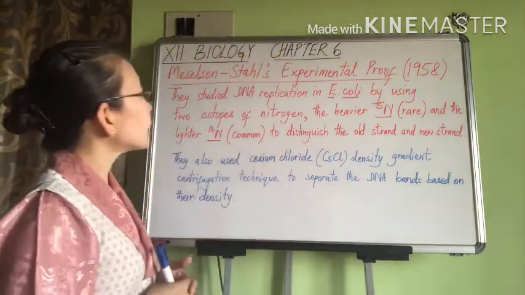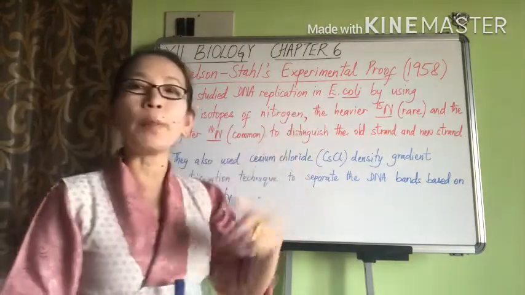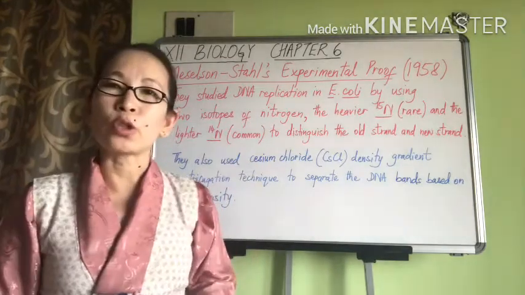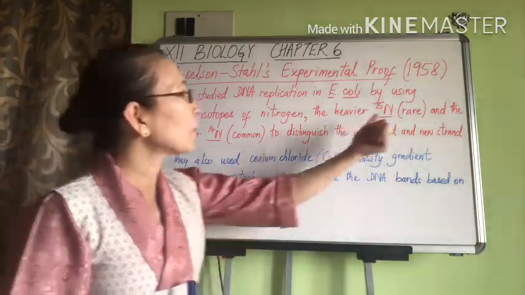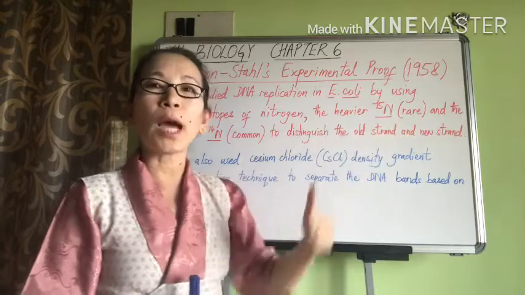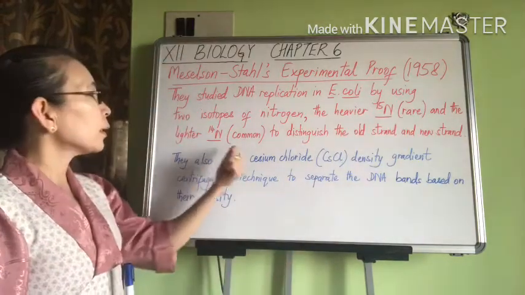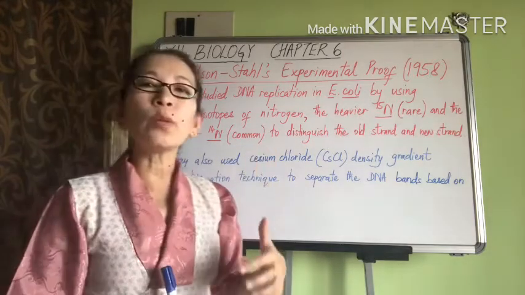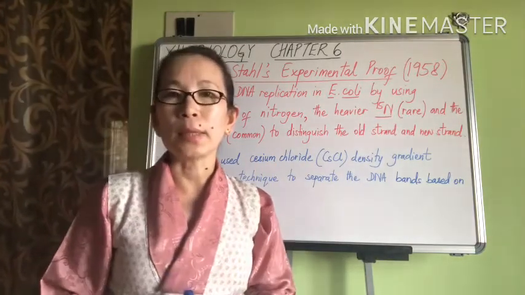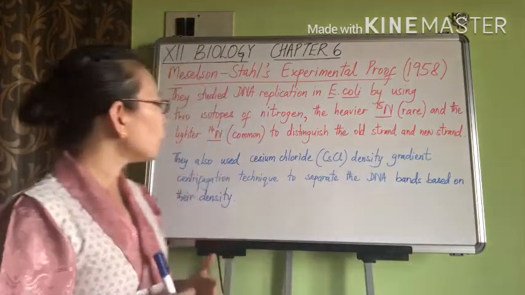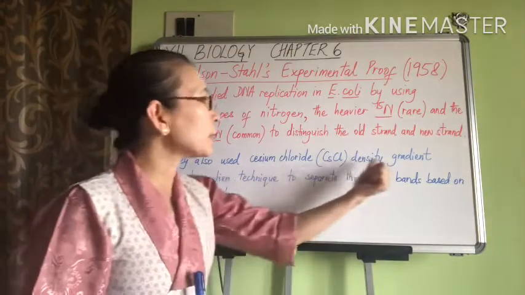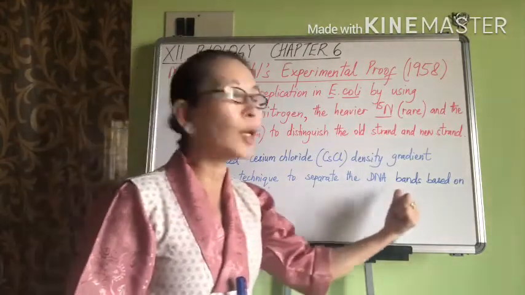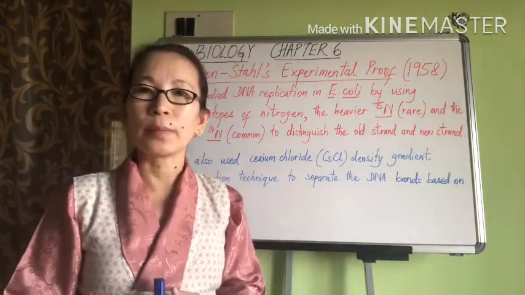Meselson and Stahl studied DNA replication in the E. coli bacterium by using two isotopes of nitrogen. They used the rare and heavier N15 isotope as well as the common and lighter N14 isotope to distinguish the old and new strands in the DNA. They also used the cesium chloride density gradient centrifugation technique so as to separate the DNA bands based on their density.